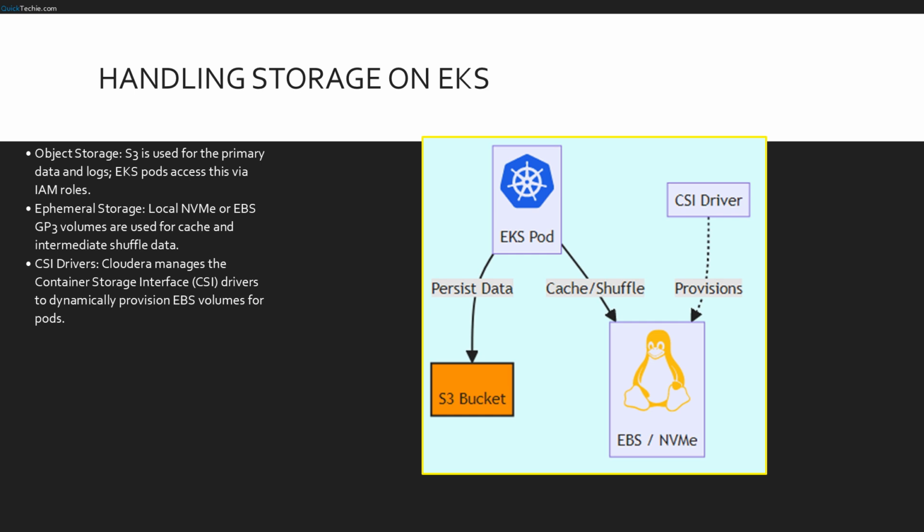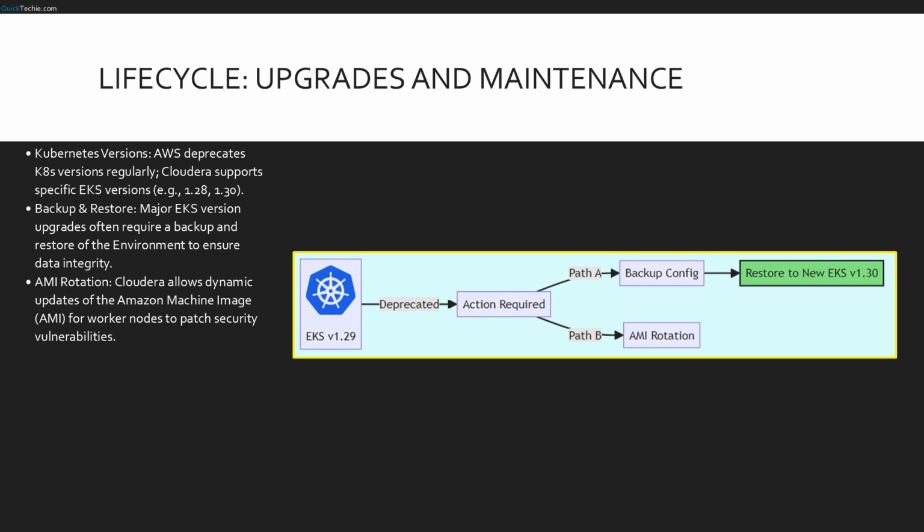The pod sits at the center. For long-term persistence, it writes to the S3 bucket shown at the top. For immediate fast storage needs like caching, it utilizes EBS or NVMe storage below. The CSI driver is the invisible hand that automatically provisions that block storage whenever the pod requests it. Finally, let's discuss the lifecycle.